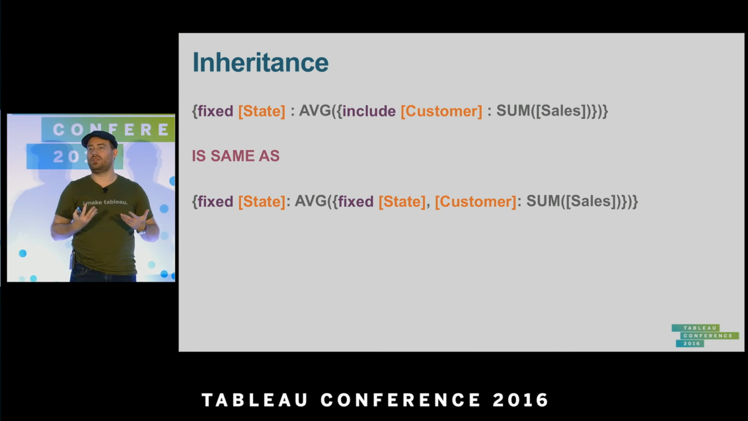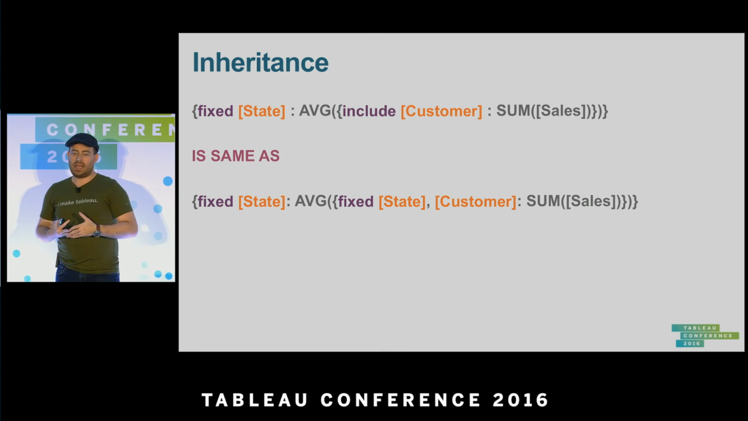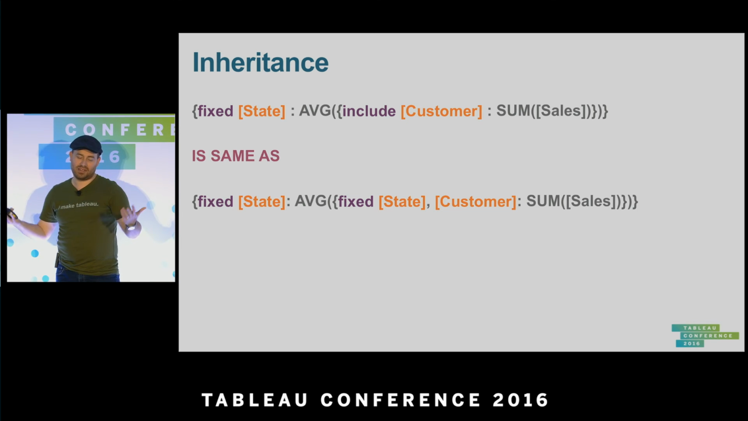And inheritance works in two ways. One is inheritance of dimensionality. The other is inheritance of filters. And the way it works is very similar to how things work in real life. The children inherit from their parents.